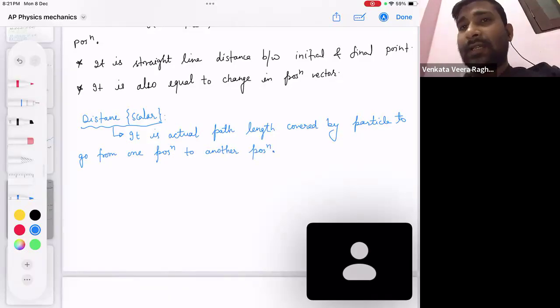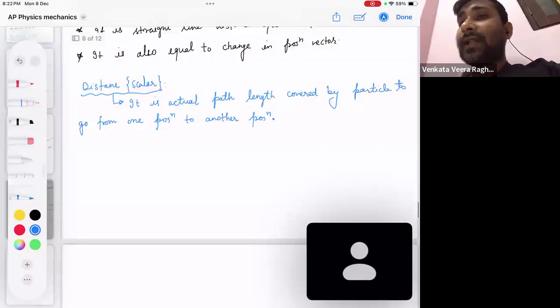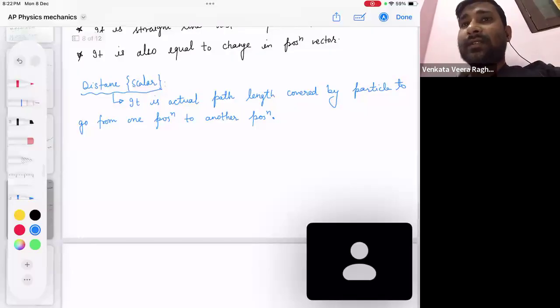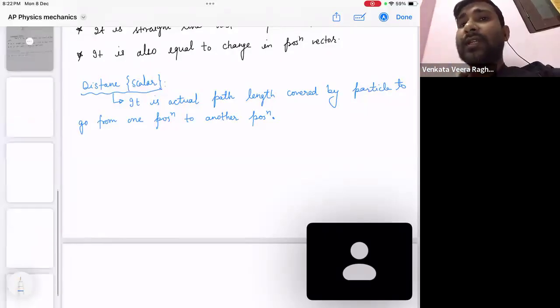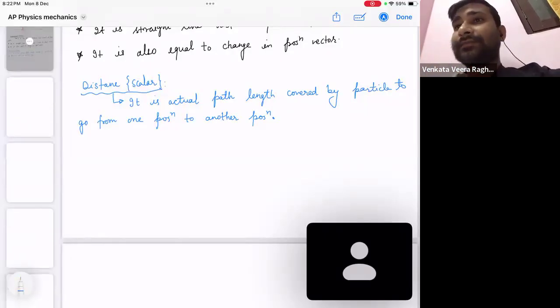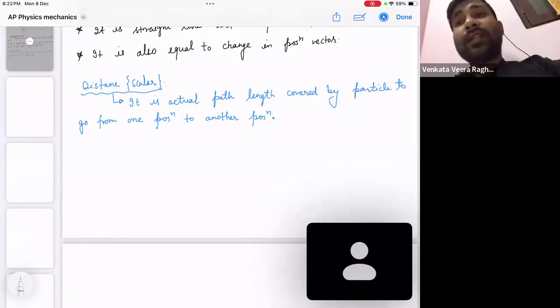Clear? So here the path is important. To calculate the distance, is the path important? Please tell me how I went from point 1 to point 2. Is it also important in determining the distance traveled? Yes, sir. So that's why distance is a path dependent quantity. Is that clear?